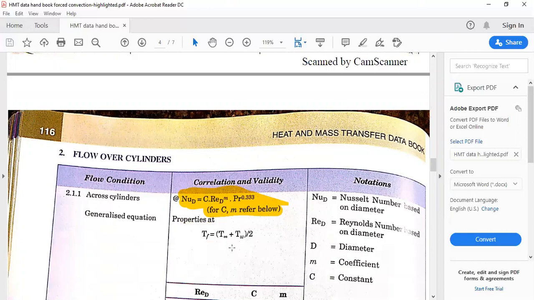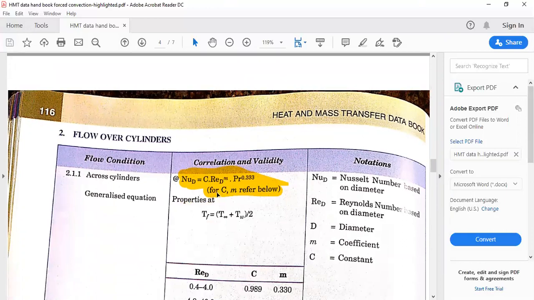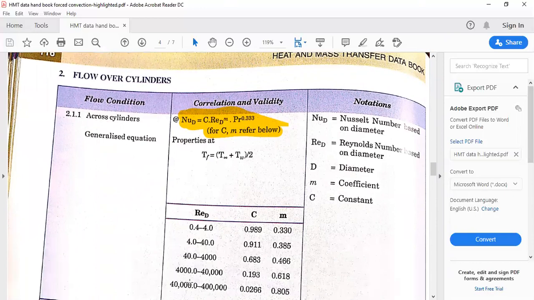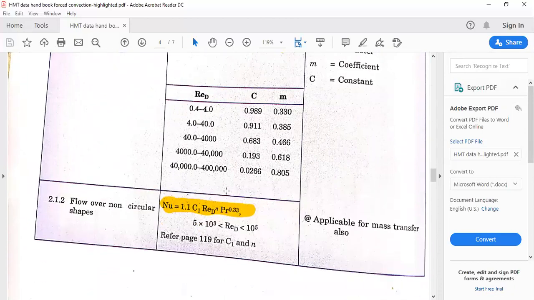Then coming to when the flow across the cylinder takes place. Flow across the cylinder means the axis of the cylinder is perpendicular to the airflow. So you have to use this general equation, Nu_D is equal to C into Re_D^m into Pr^0.33. Based on your Reynolds number, check where your Reynolds number lies. Then based on that, get the values of C and m, and knowing the Reynolds number and Prandtl number, get the value of Nusselt number. From this, get the value of heat transfer coefficient h.